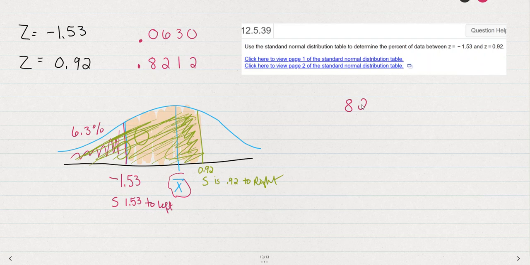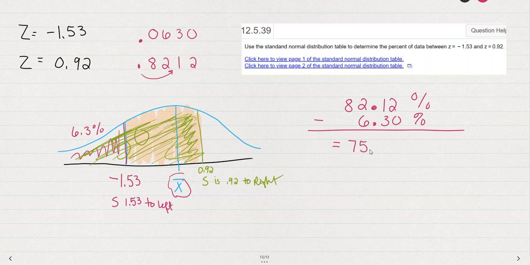I could say 82.12%. I change those decimals to percents by multiplying by 100, or in other words, by moving the decimal 2 to the right. And subtract, whenever we're doing between, we're going to subtract. And when I subtract these, I get 75.82%.